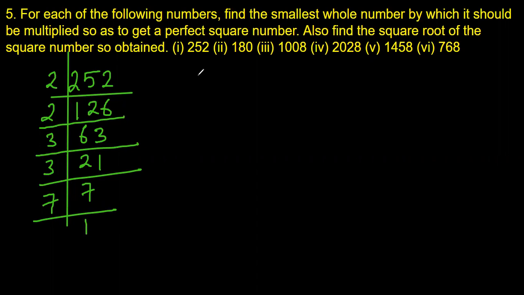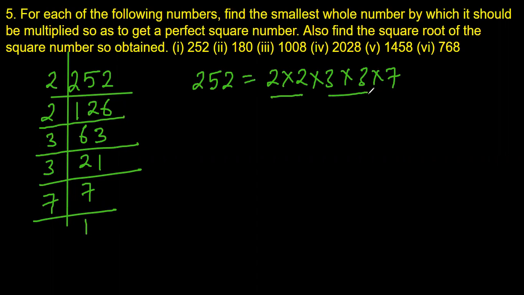Now we can write 252 as 2 multiplied by 2 multiplied by 3 multiplied by 3 multiplied by 7. And we can see that we are getting pairs. The prime factors 2 and 3 are in pairs, but we do not have the third factor, which is 7. This one is not in pair. To get a perfect square, we should have another 7. We should multiply this number by 7, right?